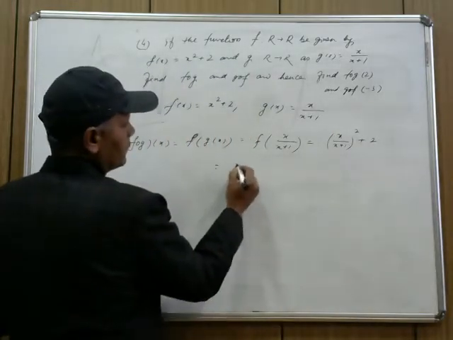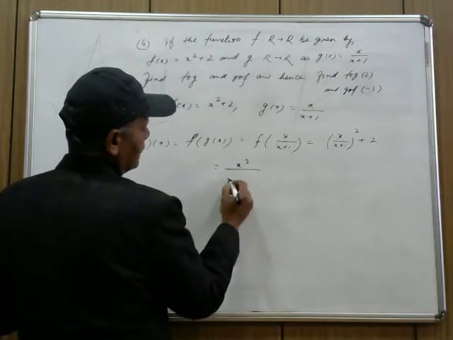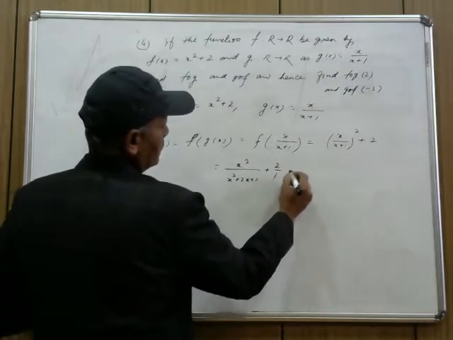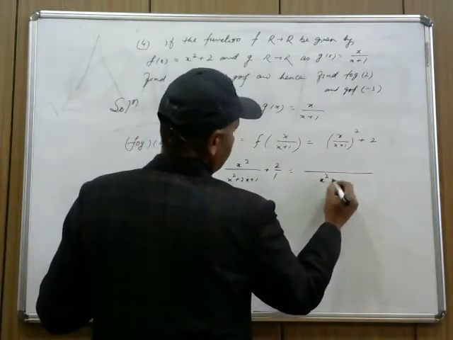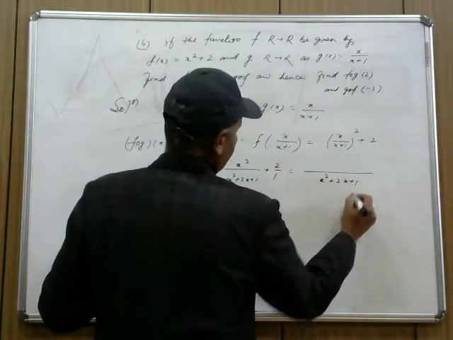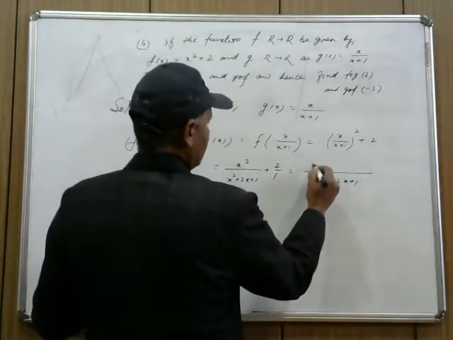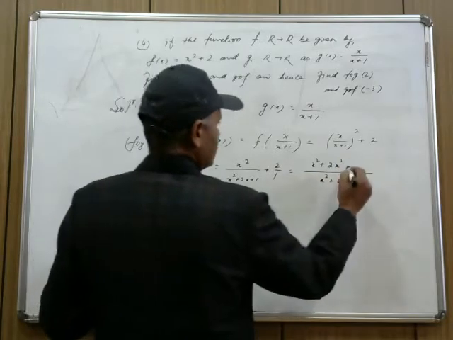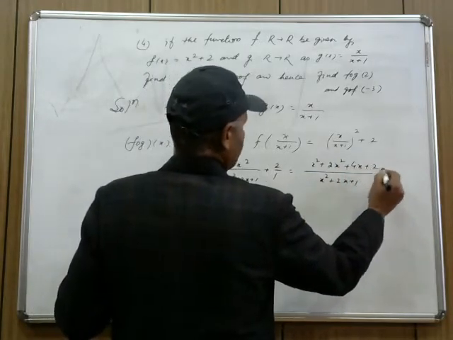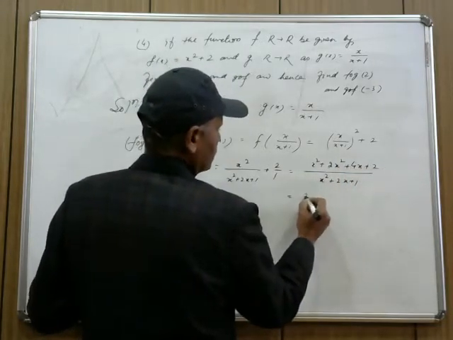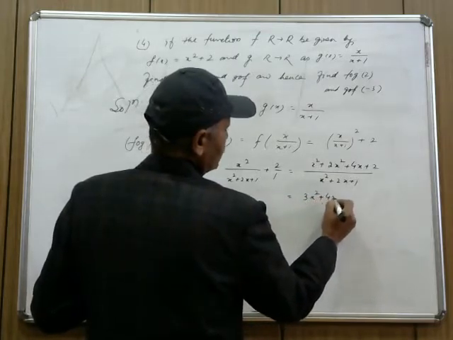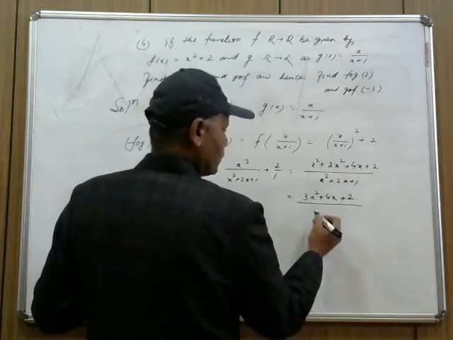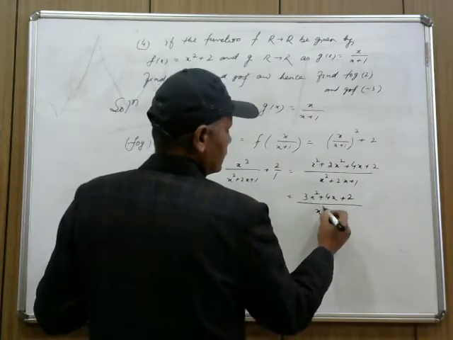This will give you x squared by x squared plus 2x plus 1, plus 2 by 1. Again, the LCM will be x squared plus 2x plus 1. Here x square plus 2x square plus 4x plus 2. That will give you 3x square plus 4x plus 2 whole divided by x plus 1 whole square, you can write, or x square plus 2x plus 1, is your choice.